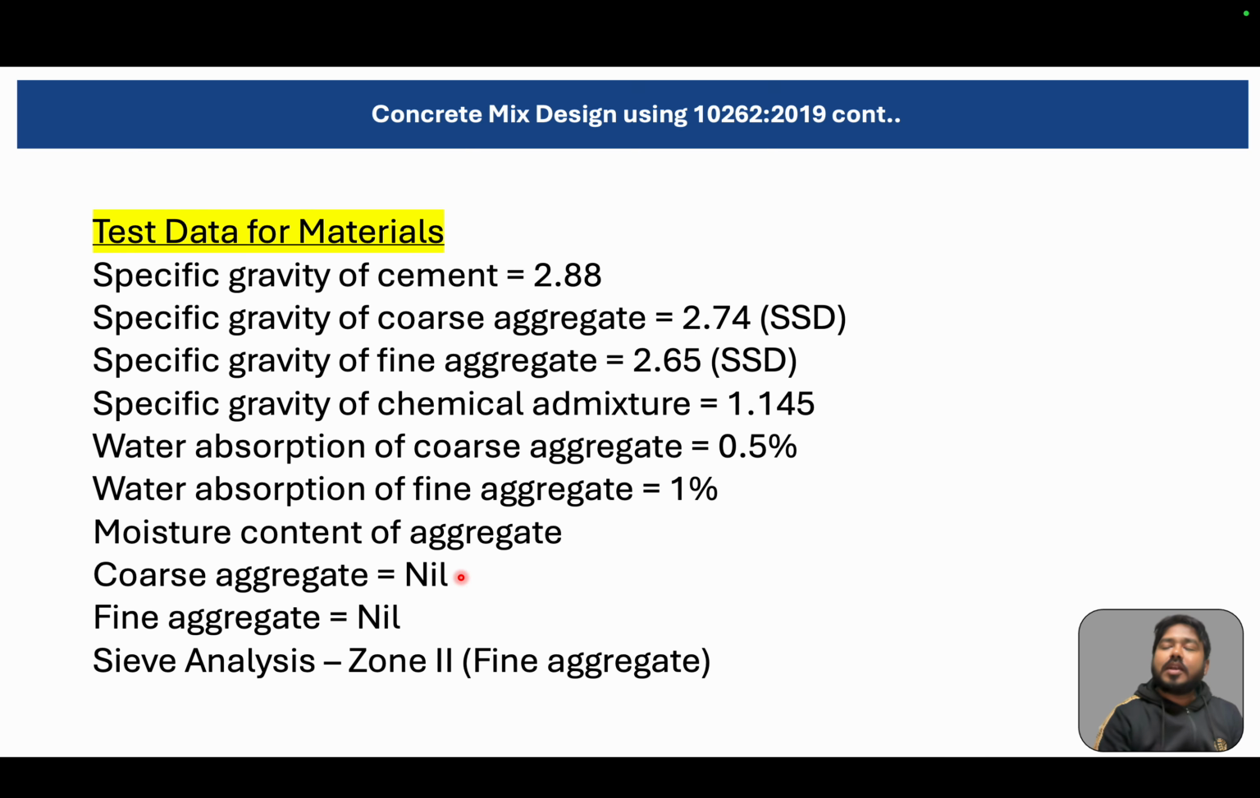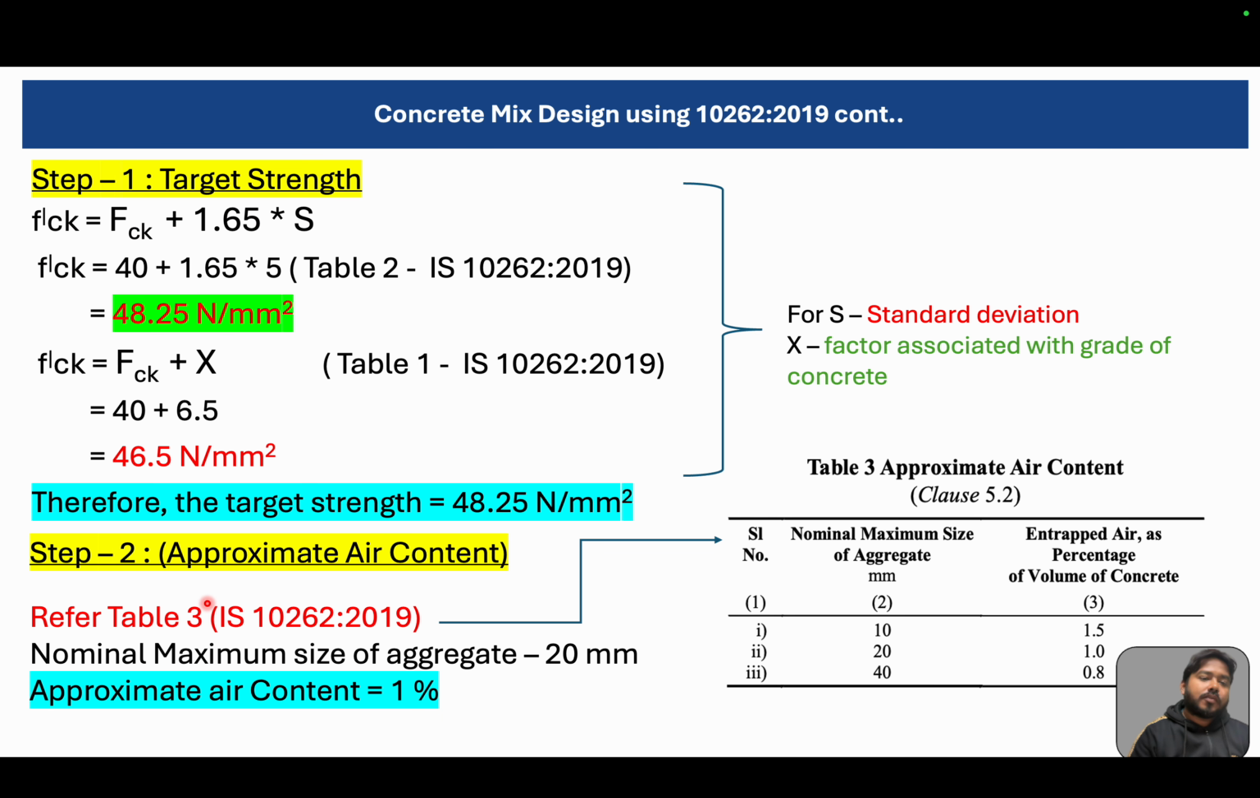So which kind of field correction you need to do, the moisture content will give you an indication. When we proceed further, we'll also discuss this field correction part. In the first step, you have to find the target strength. As I said, f'ck equals fck plus 1.65 into s, where s is the standard deviation. As given in the question, M40, the fck value is 40. So based on these two formulas, whichever is higher, you consider that as the target strength.